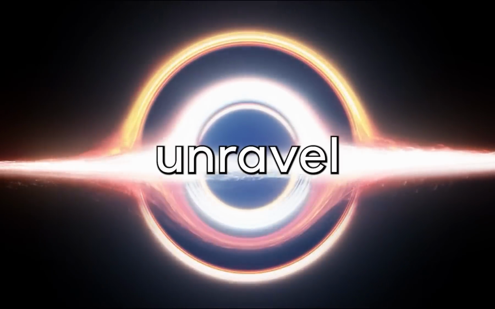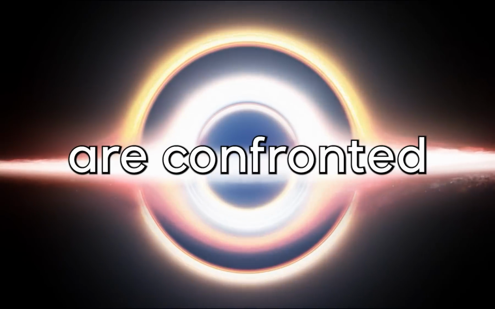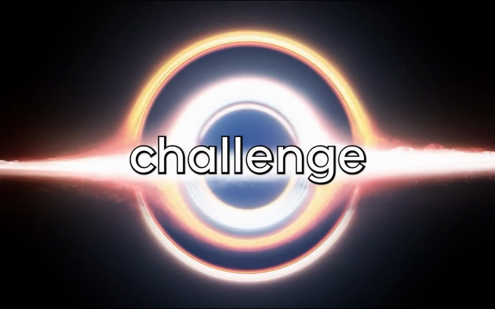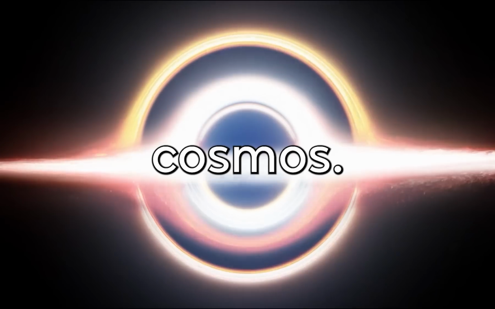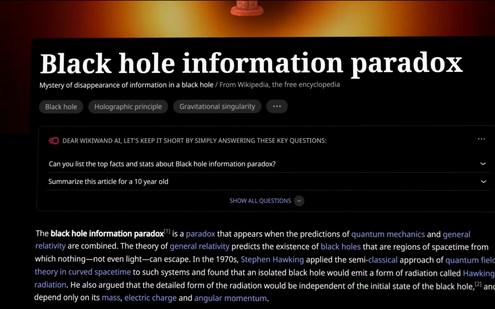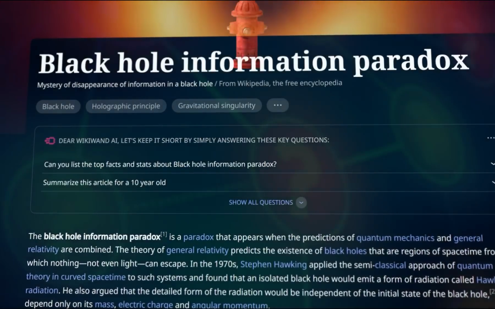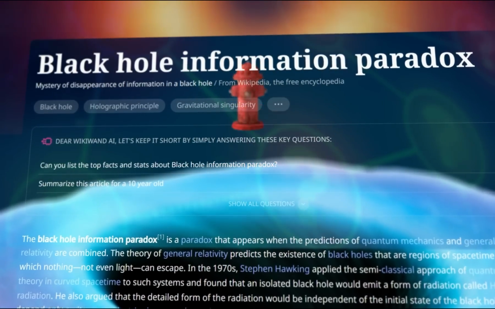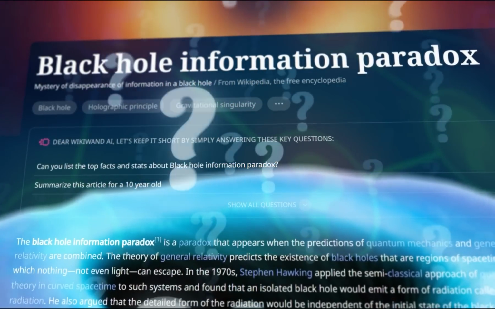As we start to unravel the nature of black holes, we are confronted with two concepts that challenge our very understanding of the cosmos. The first of these concepts is known as the information paradox, and it can best be described with the following question. When an object is fully swallowed by a black hole, where does it go?